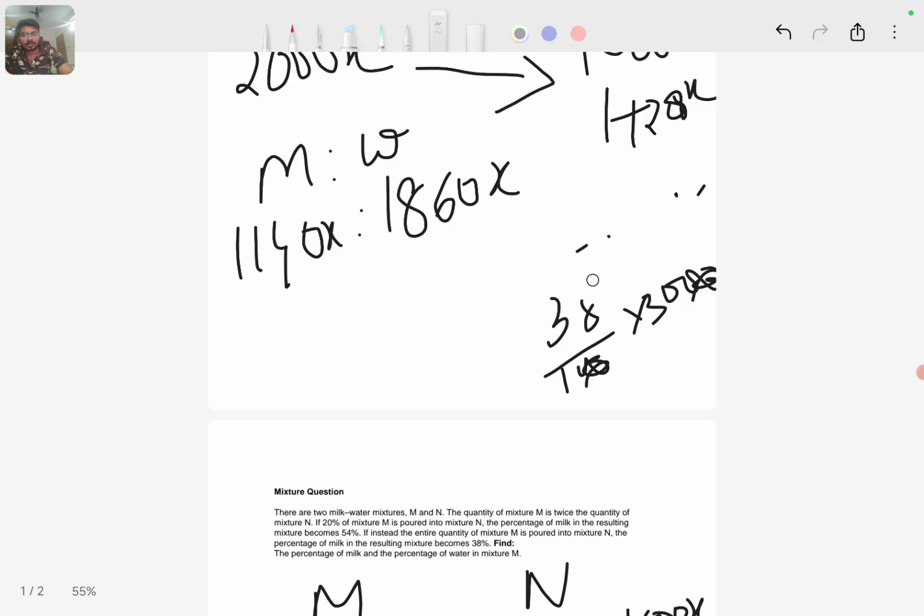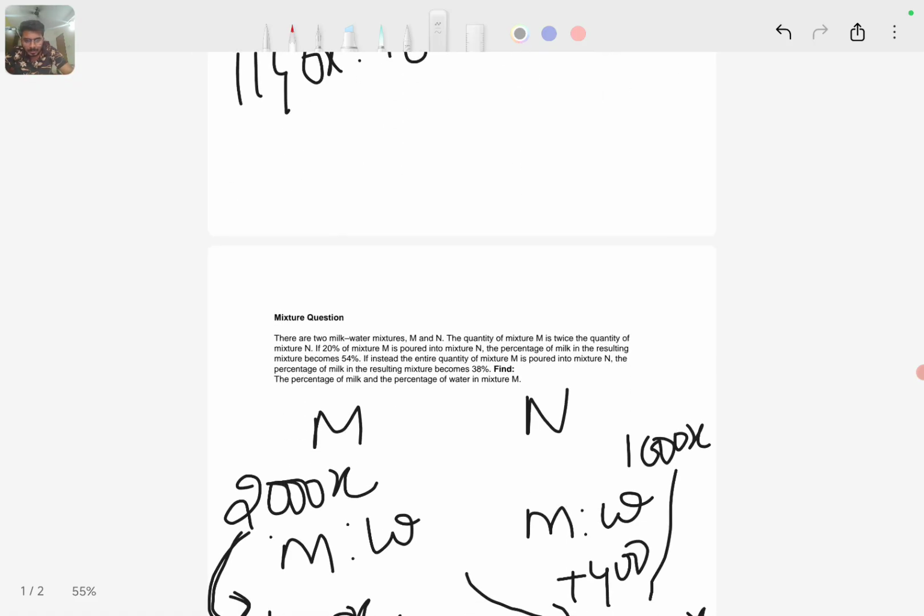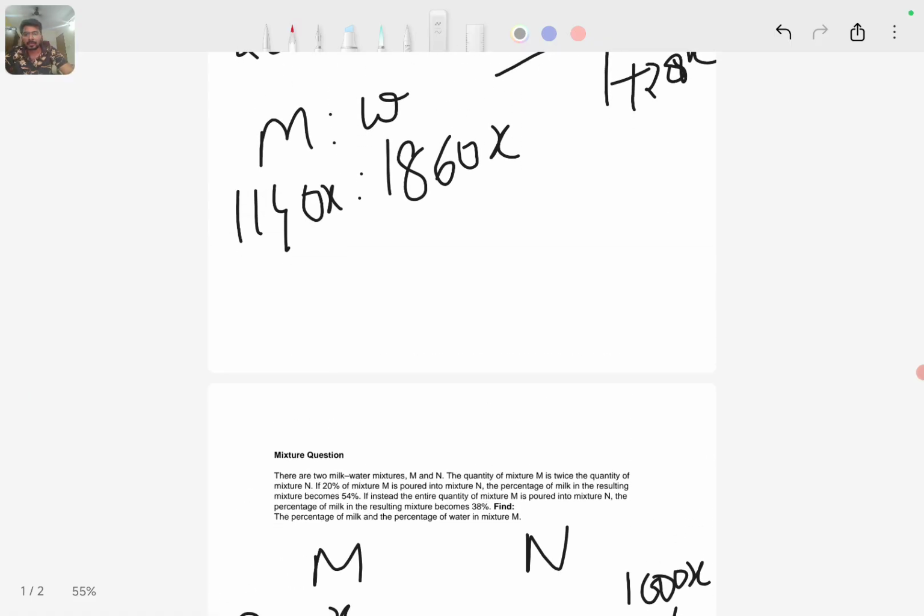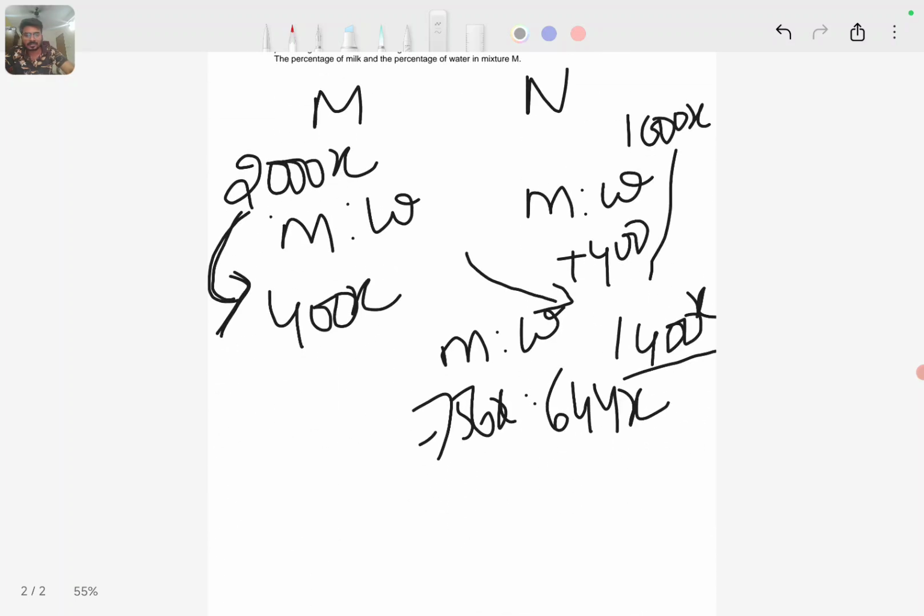Now the real question comes. The real concept comes now. Whatever data has been given in the question, I have written everywhere. Now find the percentage of milk and percentage of water in the mixture M. Okay, see, in the first part, we added only 20% of the mixture M.